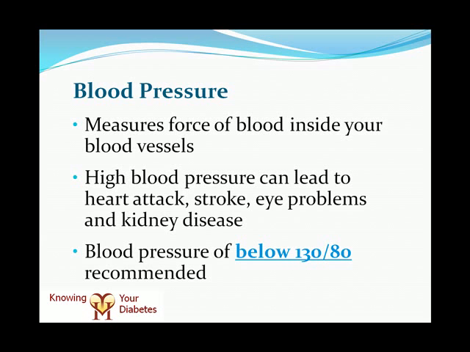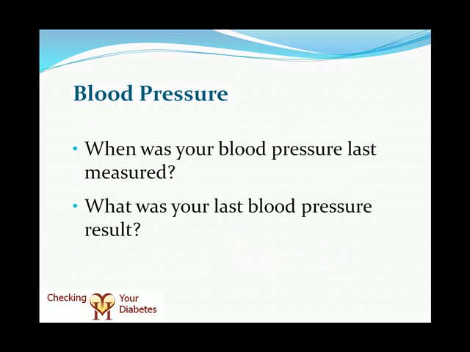High blood pressure or hypertension can lead to heart attack, stroke, eye problems, and kidney disease. If you have diabetes, then blood pressure should be below 130/80. You should always know what your last blood pressure was and your last result.